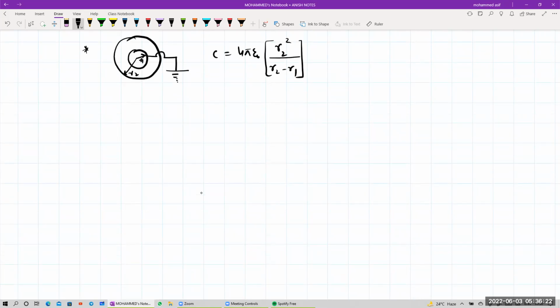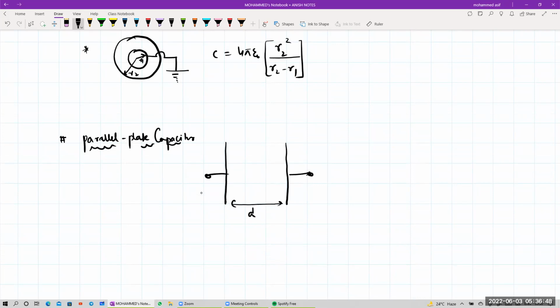Now tell me, what is the formula for the parallel plate capacitor? For a parallel plate capacitor, let's say this is one plate here, and this is one plate, and this is Earth, and this is Earth. The distance between them is D. These have been connected. Capacity will be C is equal to epsilon naught into A divided by D. Clear?